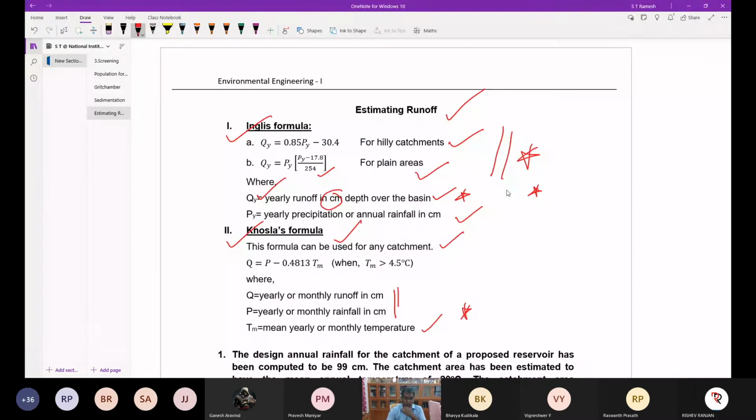So Q you can calculate as monthly or yearly runoff in centimeter, and P is whatever yearly or monthly rainfall data you get, in centimeter, and Tm is the mean yearly or monthly temperature. You can get this data from the meteorological department. Each and every place may have rainfall stations, such as at airports and the meteorological department, where you can collect the data. You just substitute in this equation and find out the estimation of runoff.